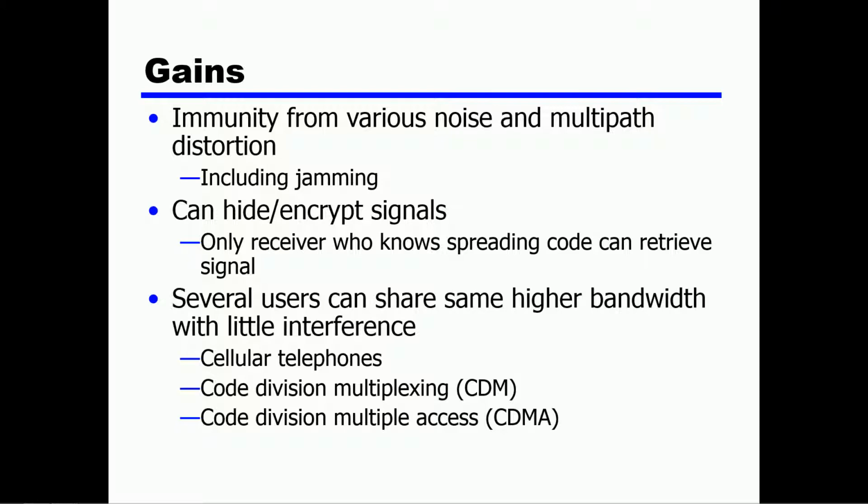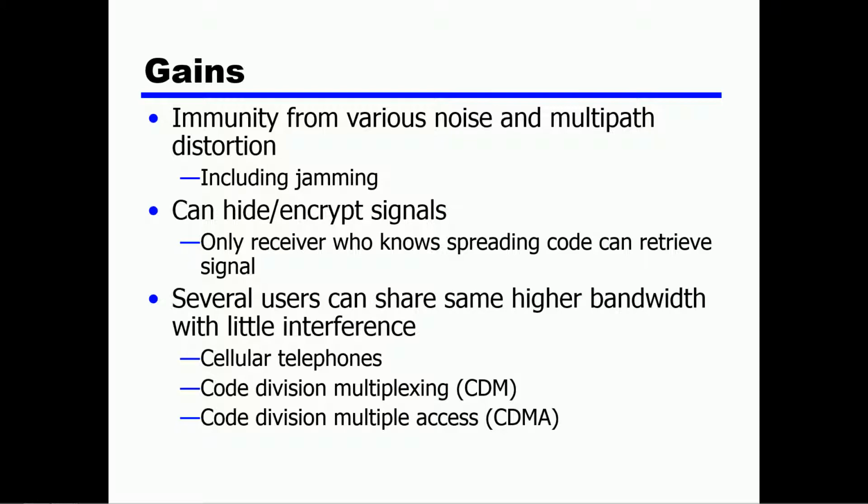Users that actually share the higher bandwidth, that's things like our telephones, our CDMA, our code division. You'll notice that chapter 11 was very heavy on code division multiplexing. That's why I figured this tie-in chapter, along with frequency hopping, would be a perfect fit.